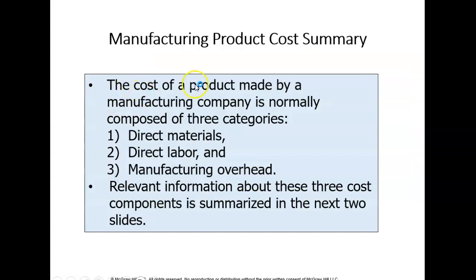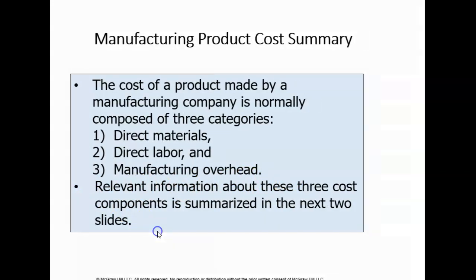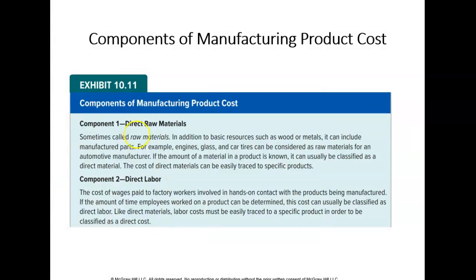Okay? So remember that your product cost consists of three components: direct material, direct labor, and manufacturing overhead. Relevant information about these three cost components is summarized over our next two slides. We can begin with direct material, which is your raw material. The raw material will include anything such as wood or material. It could also include manufactured parts such as engines, glass, car tires, etc. Any material needed to make the actual final product.